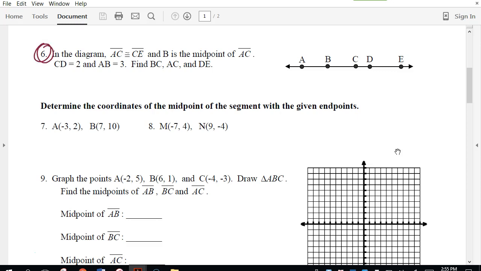Okay, number 6. In the diagram, AC is congruent to CE. So everyone find AC, put a tick mark.